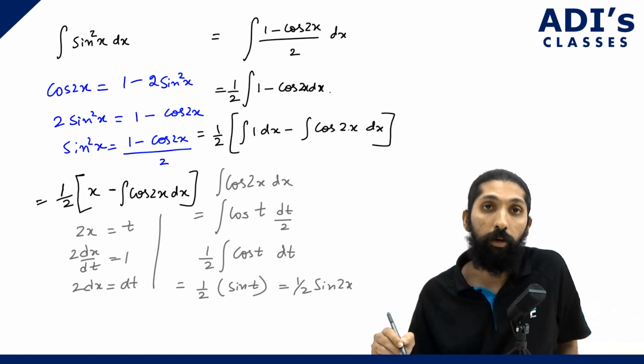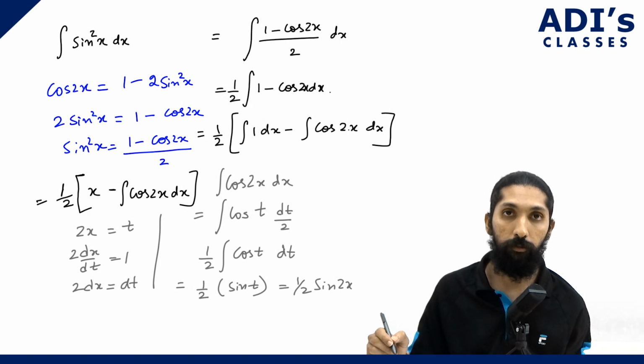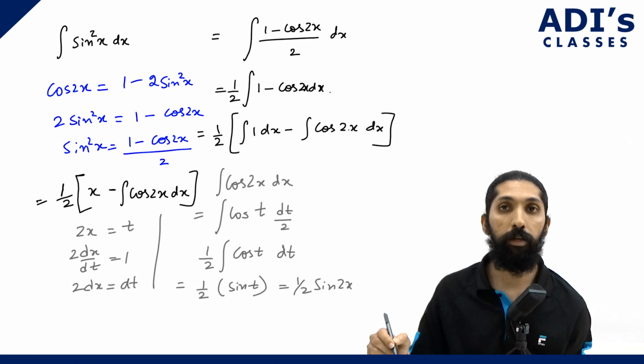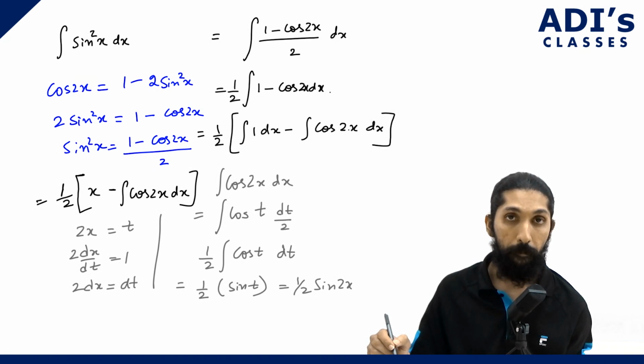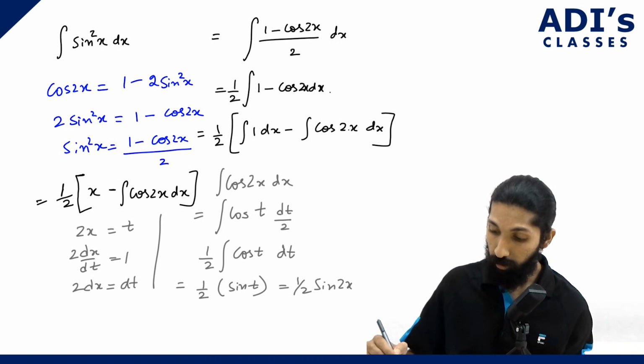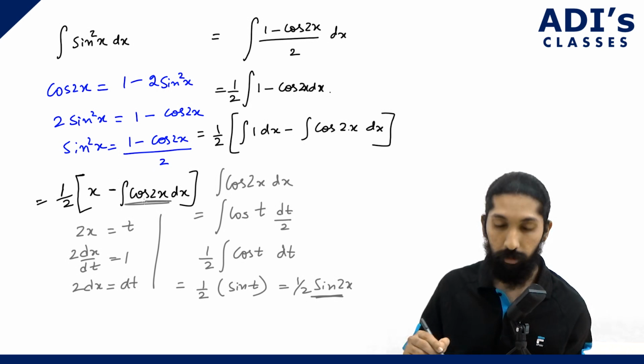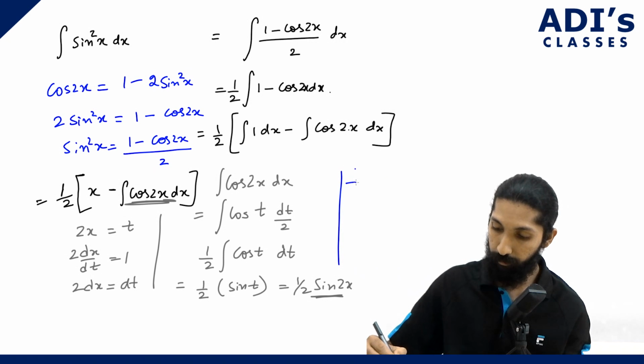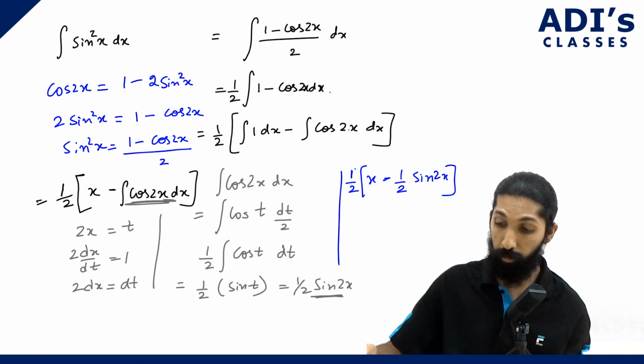So what did we get? We got the value of integration of cos 2x, correct? Now we are going to take this and substitute it, isn't it? So substitute where? You're going to take this and substitute it in terms of cos 2x. Now once you put it there, what you'll get is half into x minus half sine 2x, correct? So both are integrated.